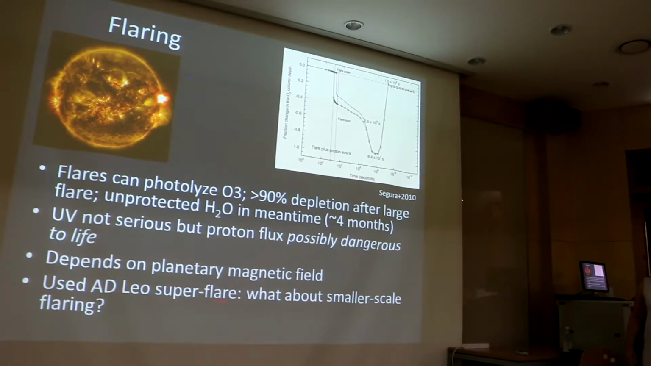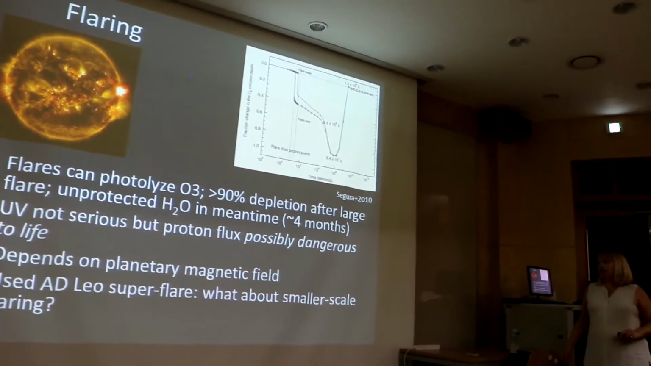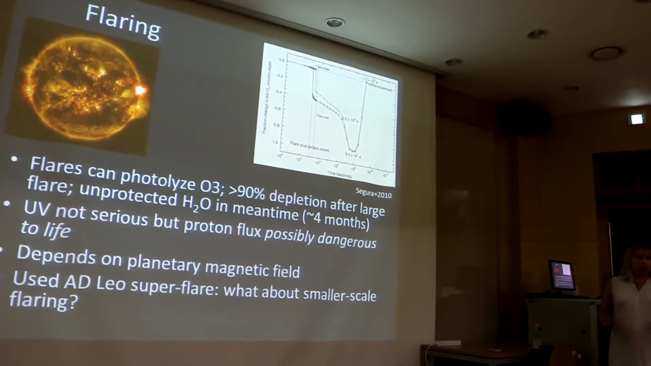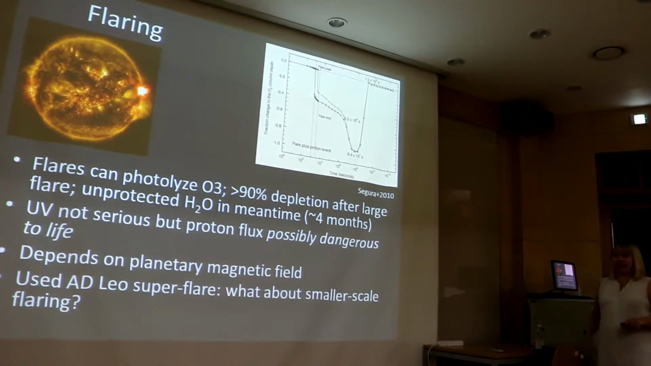This model, however, was based on a very large flare around AD Leo, which is a star that flares very strongly. So what about if you have small flares? What happens when there are small flares? Is the atmosphere more stable? We didn't know because in the past we didn't have any data on stars other than flare stars.